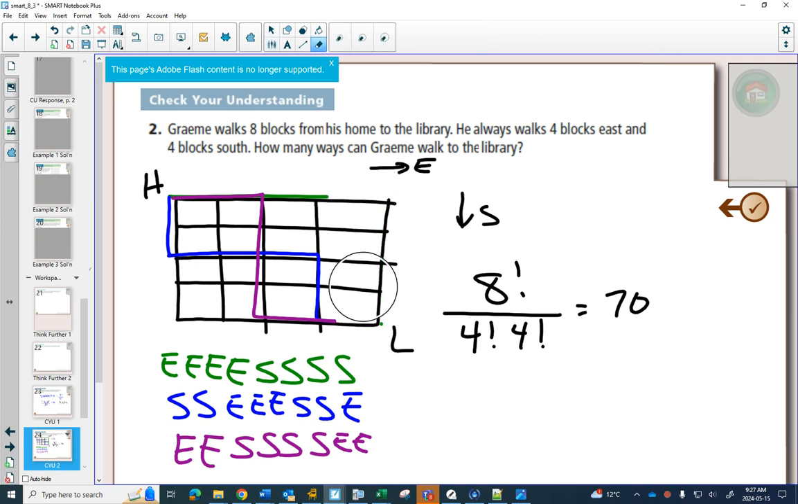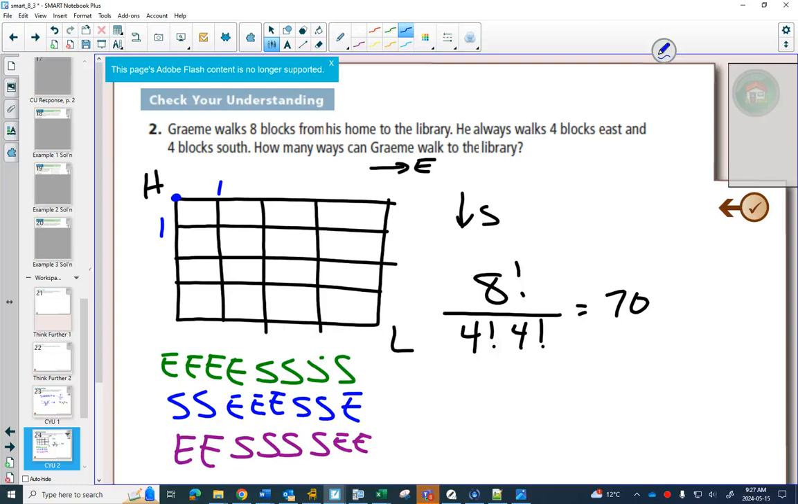But I also want to show you that with these pathway ones, you can count them in a systematic way. So here's Graham, starting at home. If he wants to walk to this spot here, can you see there's only one path to get to that spot? As long as he doesn't backtrack, right? There's only one route to get to that spot. In a similar way, there would only be one route to get to that spot.